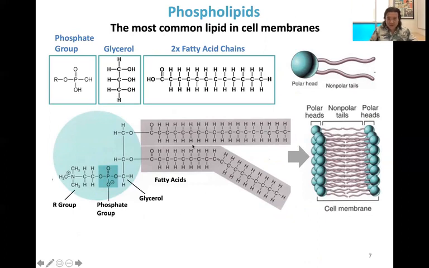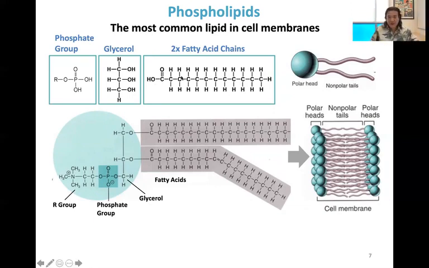Like phospholipids. Phospholipids are the main component of our cell membranes. So this is the structure of a phospholipid. Let's start with the cartoon over here, the least threatening part of the slide, right? A phospholipid has two fatty acid tails hanging off of it and a polar head group. This would be what you see on the outside of the membrane, and then the fatty acid tails stick on the inside.